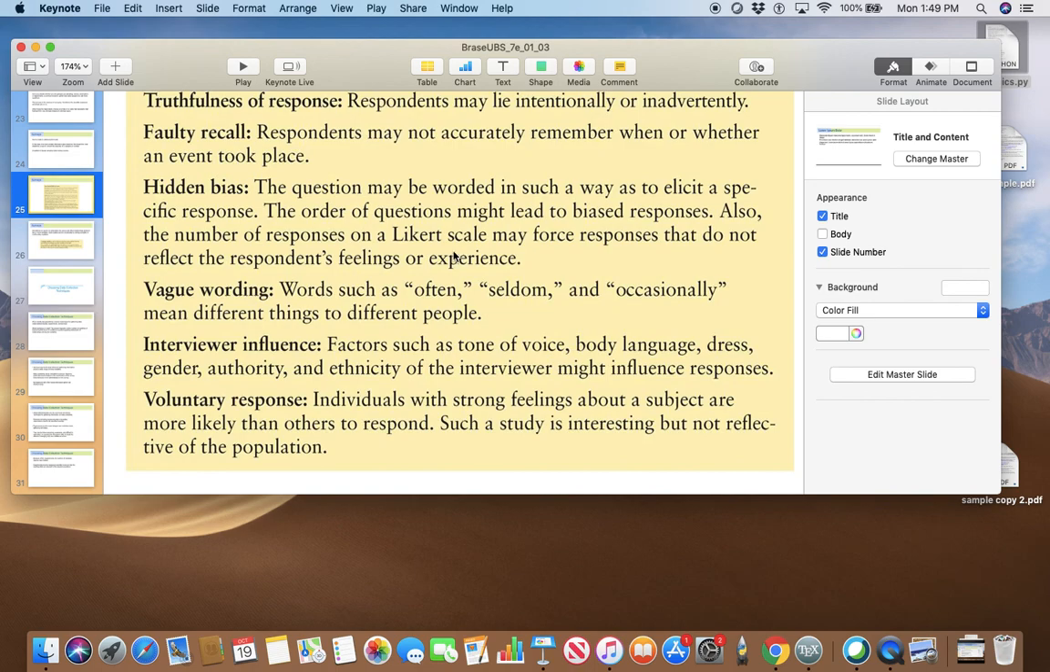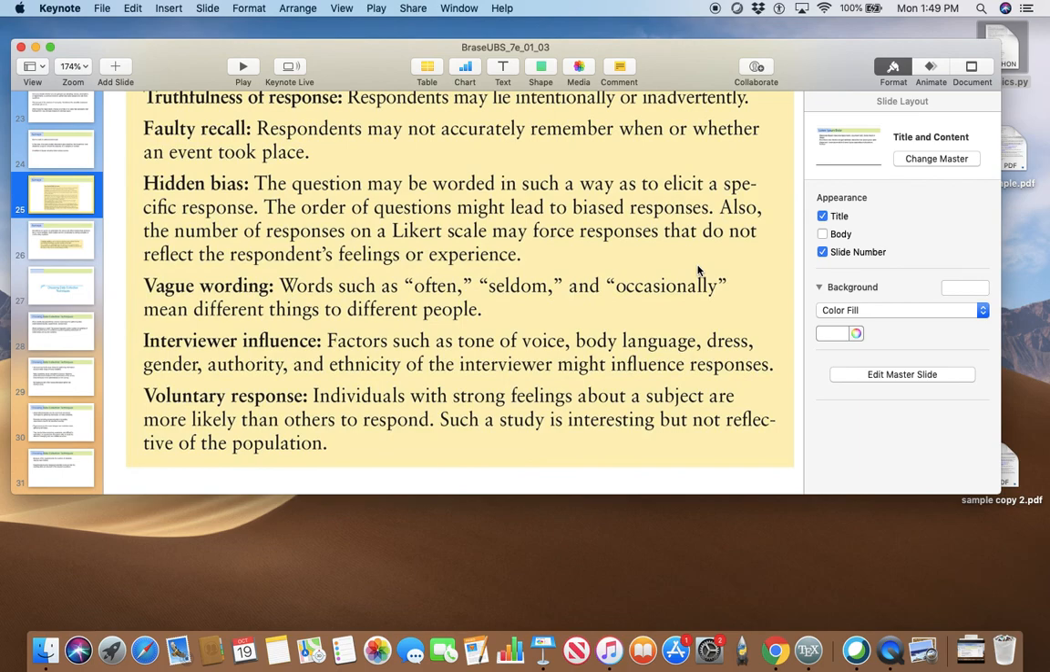Also, the number of responses on a Likert scale may force responses that do not reflect true opinion. Say I say, choose one: strongly disagree, mildly disagree, and so on. I give you many, many choices. After a while, the respondent may not want to think so much, and just gives an average to every answer. So there are hidden biases based on your questionnaire. Sometimes the questions have vague wording such as often, seldom, occasionally. Well, often will mean different things to different people. Seldom, likewise, will mean different things to different people, and so on.